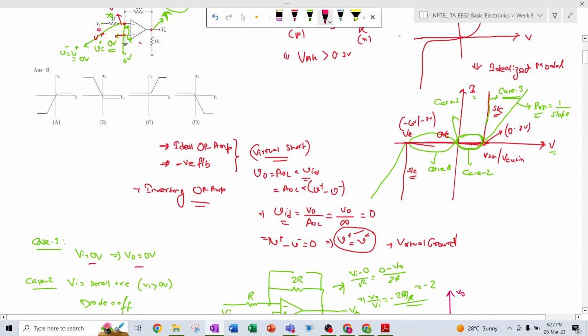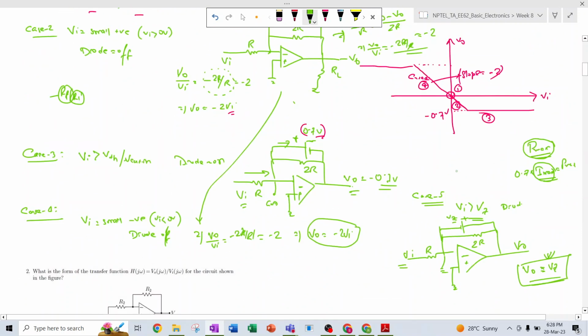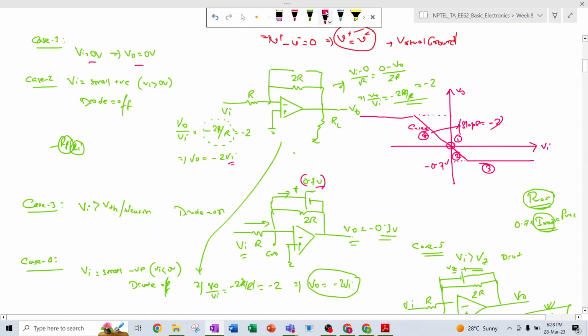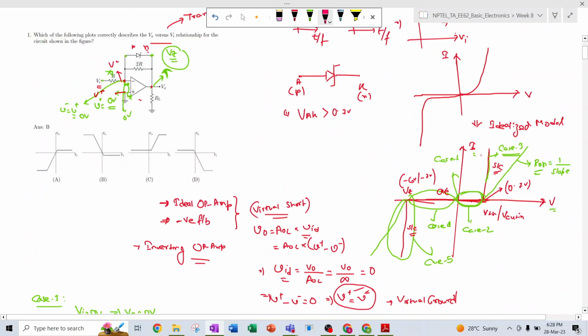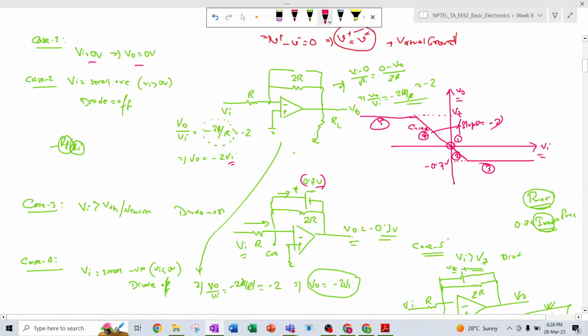I am considering this case. So this is case 5. It will be constant at Vz. This is the VO versus Vi relationship. According to the given options, option B is correct because it matches our answer. So this is the correct answer.